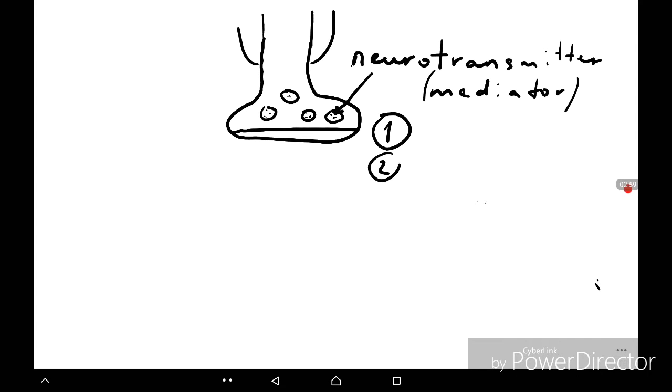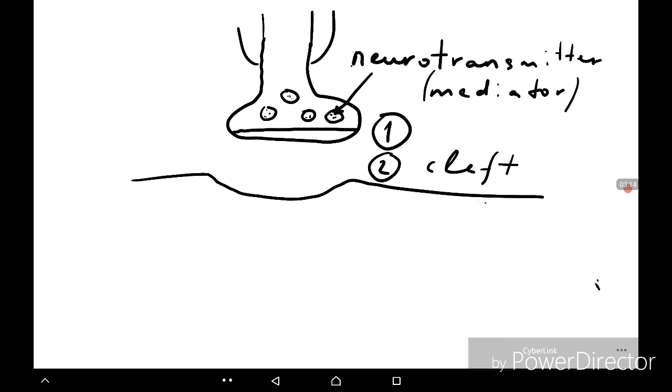Then we have the synaptic cleft. The space between the presynaptic membrane and the postsynaptic membrane, which is a part of a second cell, for example, a second neuron. This is the postsynaptic membrane, the third component of the synapse, and on the postsynaptic membrane there are receptors, specific proteins, and neurotransmitter may bind to these specific receptors.